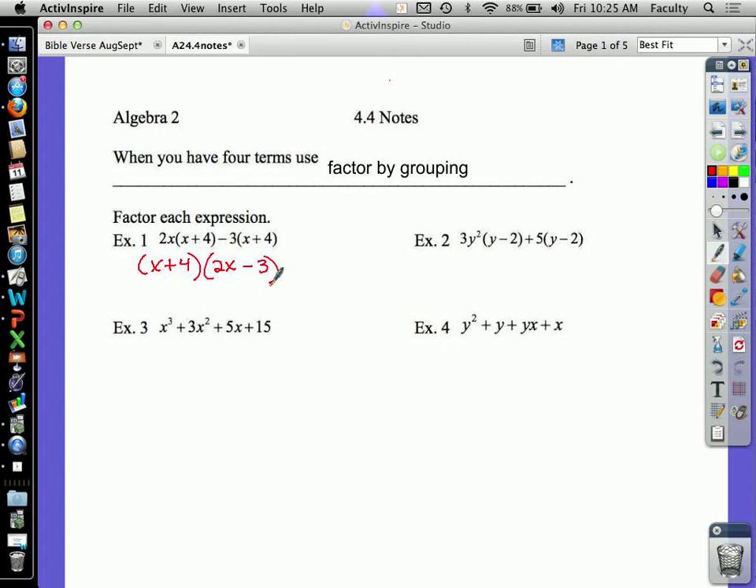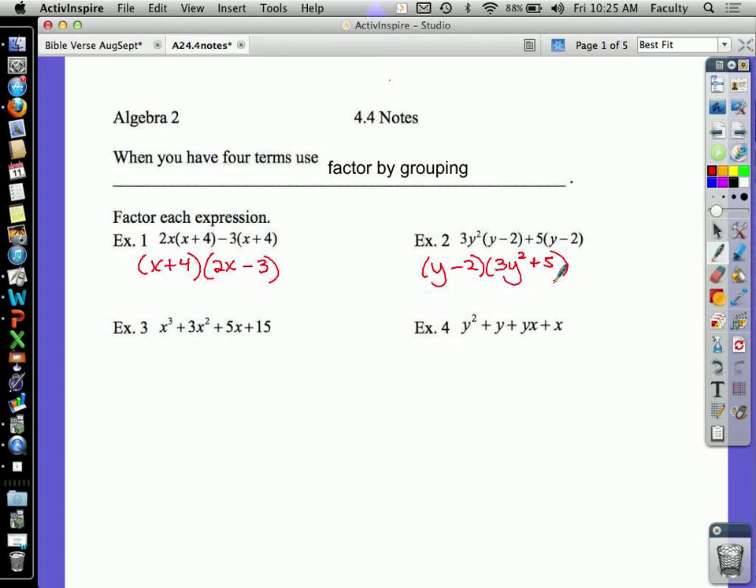So in example 2, Elena, what's the GCF there? Y minus 2. Good, you should see a y minus 2, and then what's left is 3y squared plus 5. Okay? So, Noah, according to your blue paper, what is step 1 in factoring? And always look for the GCF.